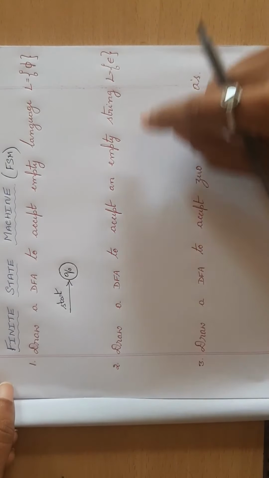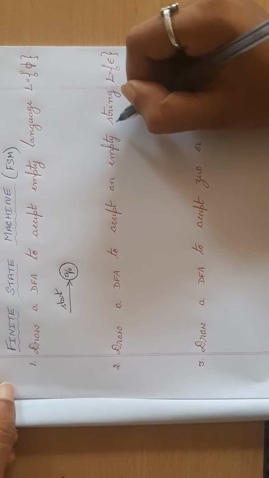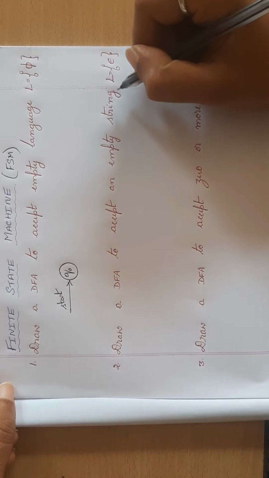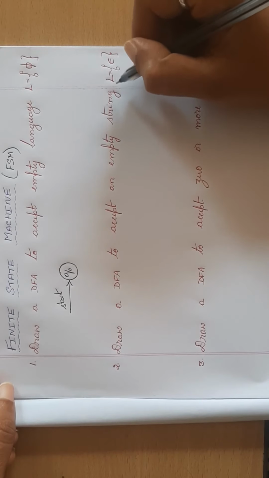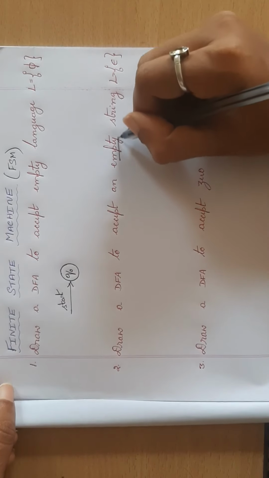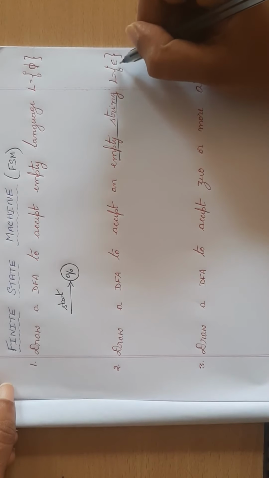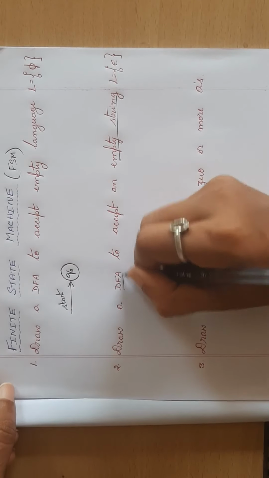The second question is: draw a DFA to accept an empty string. So what is an empty string? You will have an alphabet, that is, the different possible inputs that you can take. They have told that the string is empty. So how will you denote an empty string? By using epsilon. So how do we draw a DFA for this?